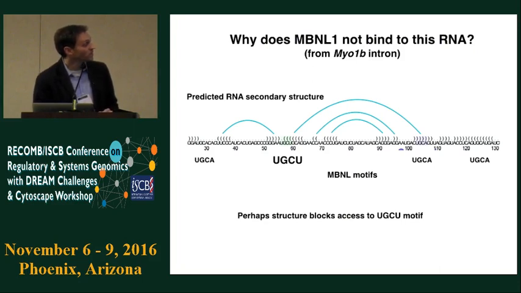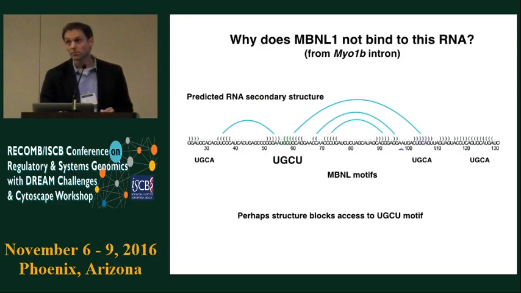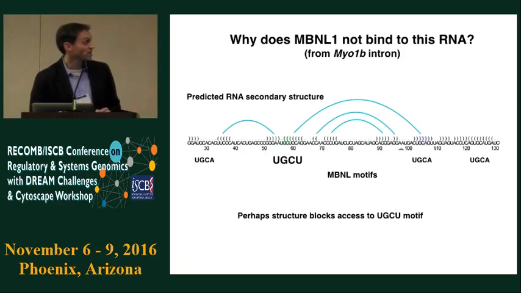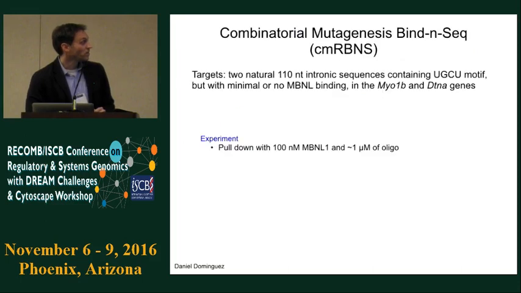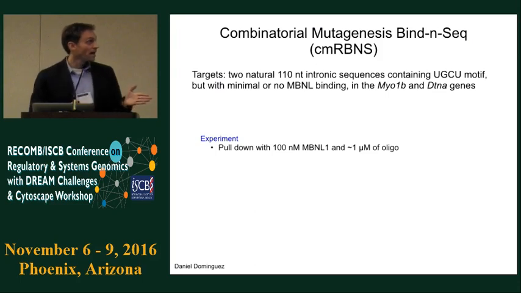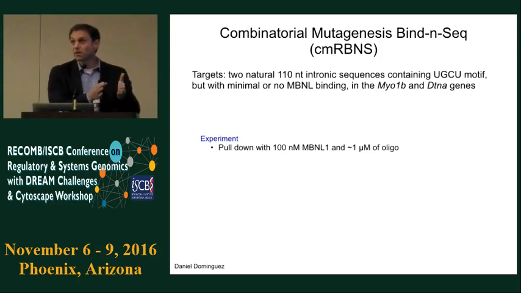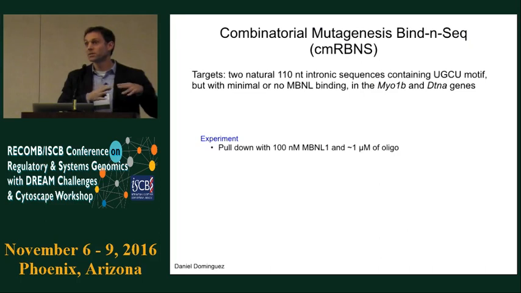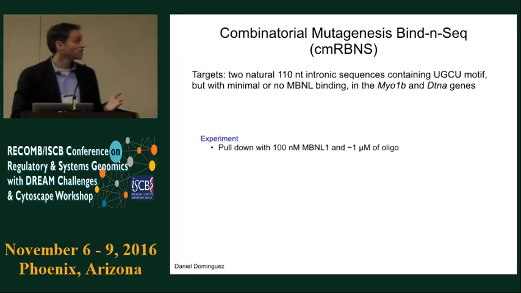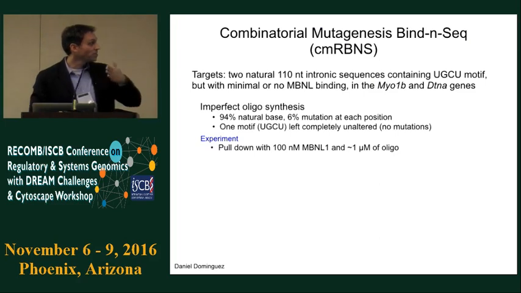But when you run it through RNAfold, you see there's quite a bit of secondary structure predicted here, including the stem here that is predicted to occlude the UGCU. So we hypothesized that maybe the secondary structure is blocking binding. The approach that Danny, a postdoc in the lab, took was to generate natural 100 nucleotide or so intronic sequences that have this UGCU motif that should bind Muscleblind but doesn't, keep that motif intact, but randomize the rest of the sequence. We introduced about 6% mutations at each of the other positions.